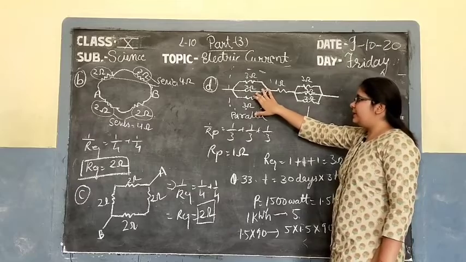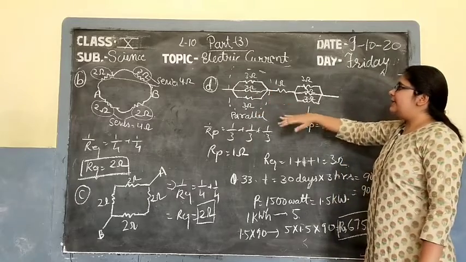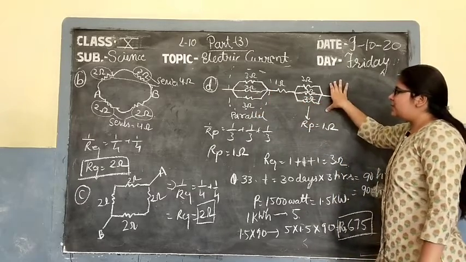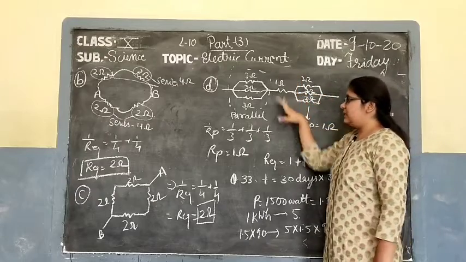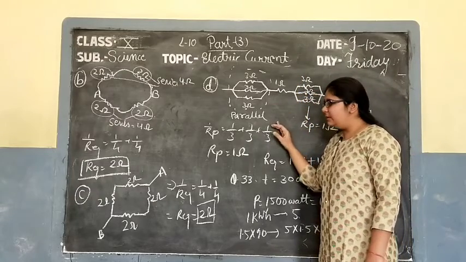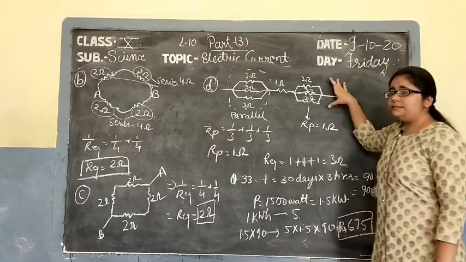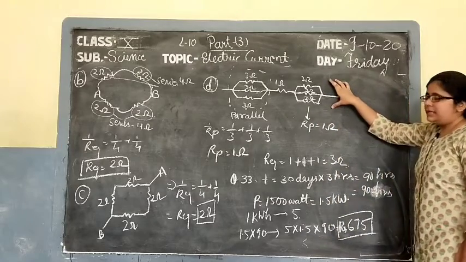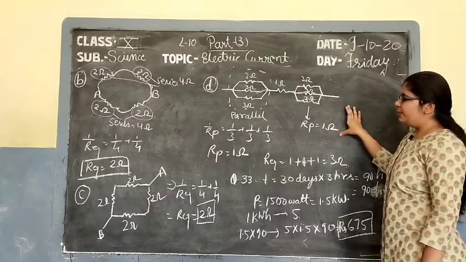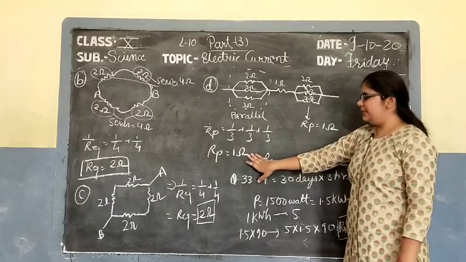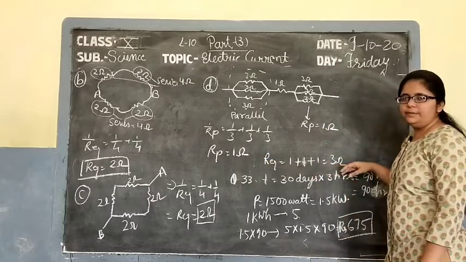In the D part, 3 resistances of the value 3 ohm are connected in parallel, and then these are connected in series with the same combination and with the 1 ohm resistance. So the value of R parallel will be 1 ohm, and in the second parallel circuit this will also be 1 ohm. Then these 3 are connected in series. So the R equivalent will be 3 ohm.